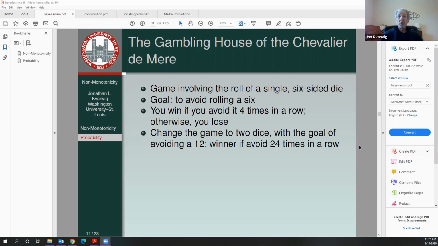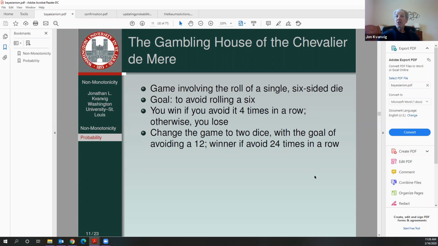Now, the simplest way to see this, look at the first game. You win if you avoid it 4 times in a row. You're the player. So if you hit a 6 anytime in the first 4 tosses, you lose.